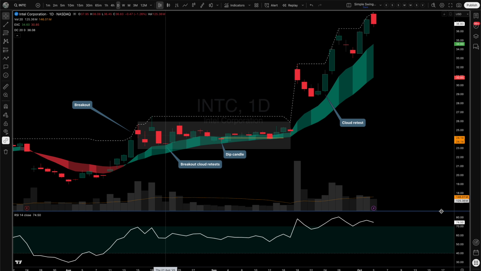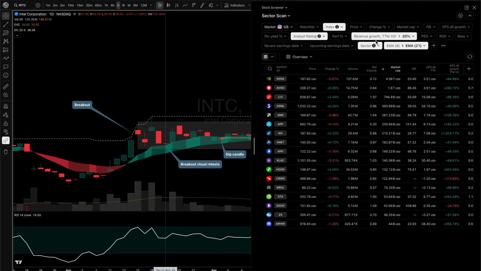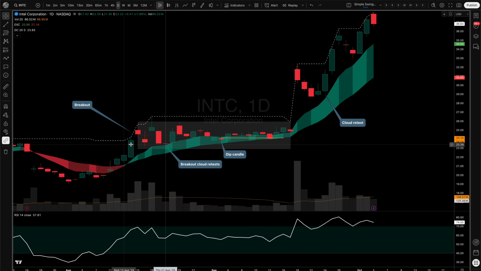You can build scanners inside of TradingView for sectors. You can add in EMA information, analyst rating. You can do a handful of things in here to find these dip candles, and to find, you won't necessarily find a breakout cloud retest, but you will definitely find anything that's on the cloud, and then you can look back to see if there was a recent breakout.